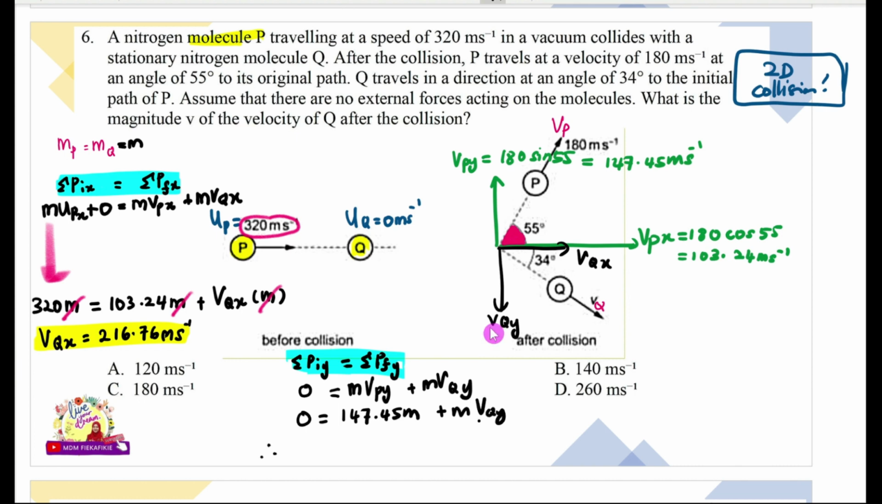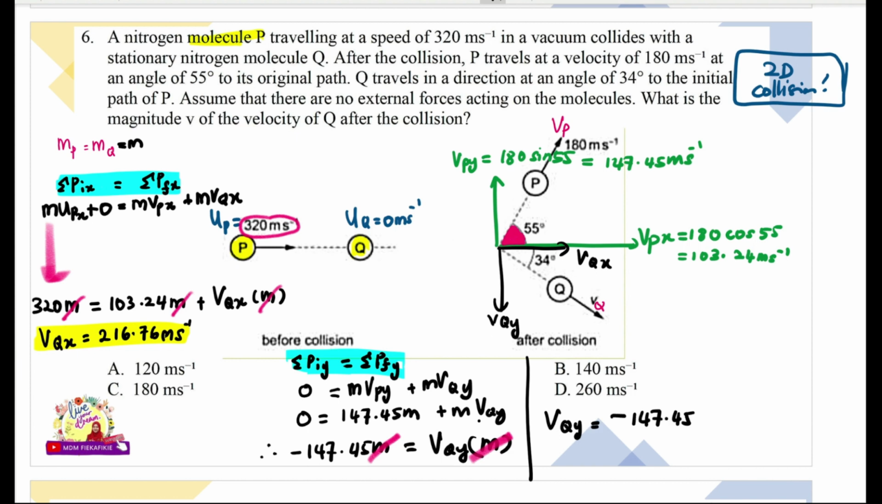Therefore, from here you can find, okay, kita rearrange, kita akan dapat macam ni lah, negative 147.45 M. Kita boleh cancel M tu. VQY M. Okay, so you can cancel M. Lepas tu kita boleh dapatlah nilai VQY. Okay, so VQY is equal to negative 147.45. Kenapa dia negatif? You tengok pada gambar rajah tadi, direction dia adalah downward. Okay, so this is VQY.